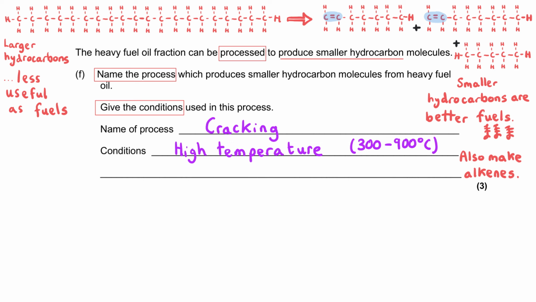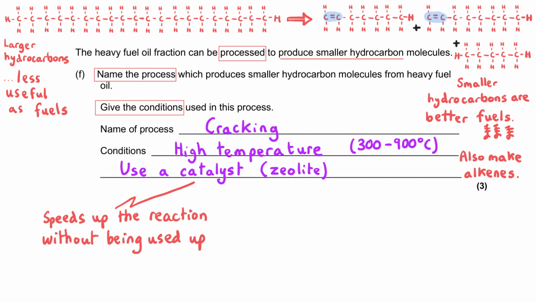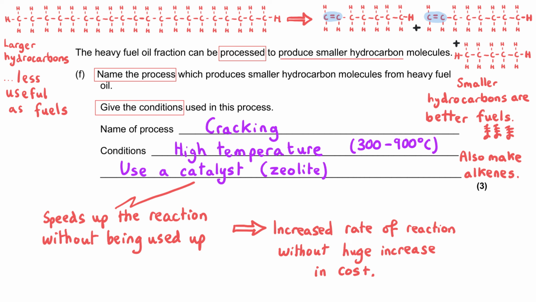The second condition is that you need to use a catalyst. The catalyst typically used is a zeolite catalyst, but if you are worried that you might not remember that name, you can simply say a catalyst. It's far better to just say catalyst without saying the wrong catalyst. This catalyst allows the reaction to happen at a higher rate, and the catalyst itself is not used up. That means we get the increased rate of reaction that allows us to make more product without dramatically increasing our costs. We've got 3 marks for the whole question, 1 for the name of the process and 1 for each of the conditions.